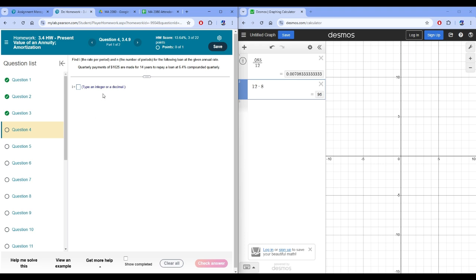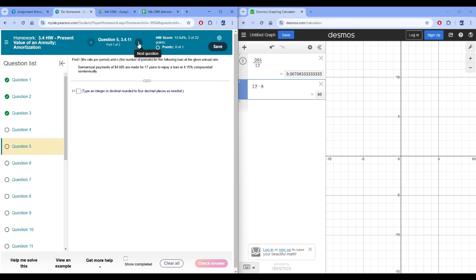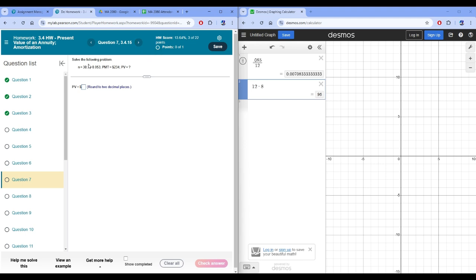All right, same exact thing here. Find the I, then find the N. Same exact thing. Okay, solve the problem. Ooh, I don't remember the formula.